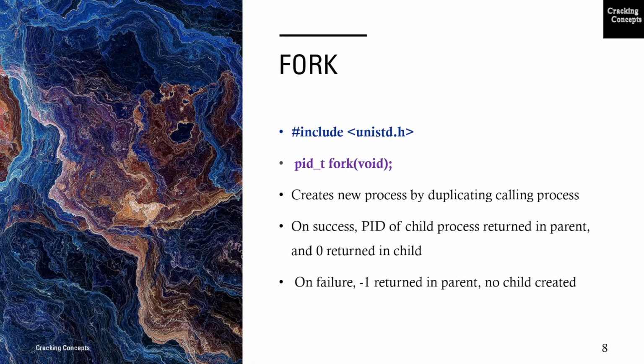Now we'll look into the details of the fork function. Now fork has the header file unistd.h. Now this is the format of the function. Fork creates a new process by duplicating the calling process. The new process is referred to as the child process. The calling process is referred to as the parent process.